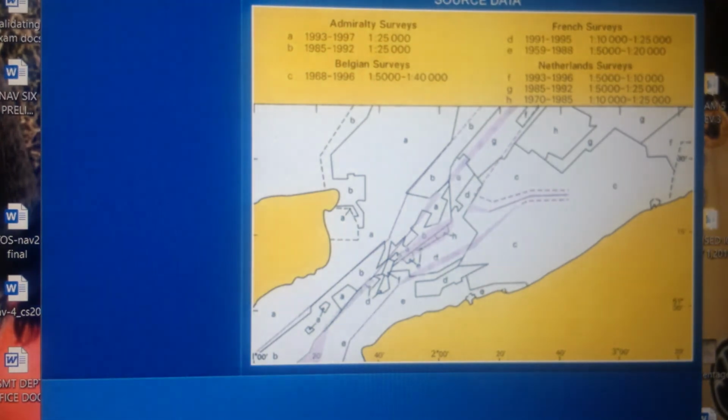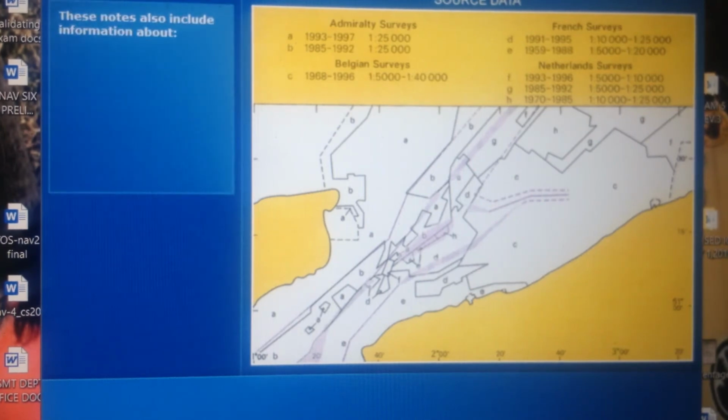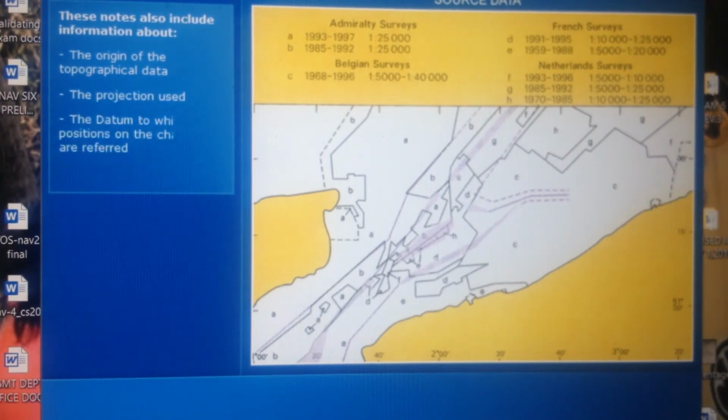Most maritime charts contain a source data diagram or explanatory notes that provide information on the origin, scale, date, and limits of the hydrographic surveys used in compiling the chart. These notes also include information about the origin of the topographical data, the projection used, and the datum to which positions on the chart are referred.